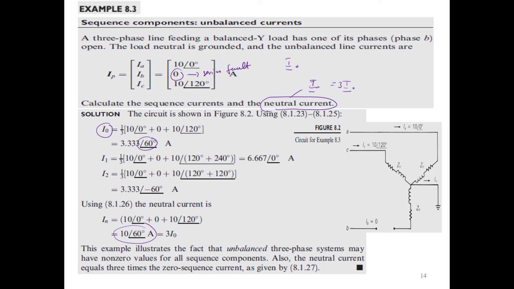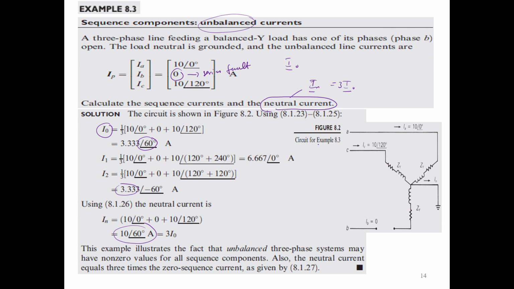Now, since it is unbalanced, there is no way that I1 and I2 become 0. If it is 0 it means that it is balanced. Now you can do the math yourself, right? So the I1 is from this formula and you get 6.667 angle of 0, and I2 you get by plugging into the formula, 3.33 angle of negative 60.